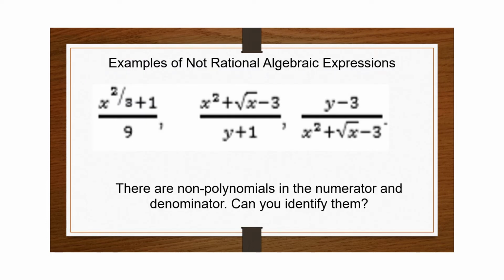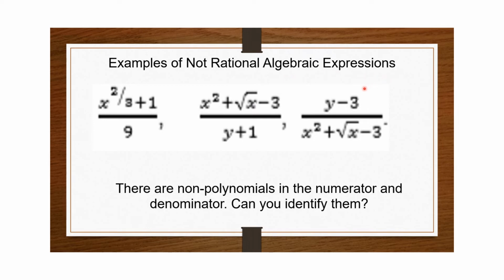Here are examples of not rational algebraic expressions. x to the power of 2 over 3 plus 1 over 9. This is not a rational algebraic expression because you can see a fraction in the exponent. Next, x squared plus square root of x minus 3 over y plus 1. The numerator is not a polynomial because you have a square root of a variable. So therefore, this is not a rational algebraic expression.